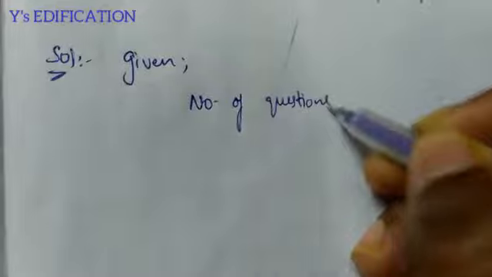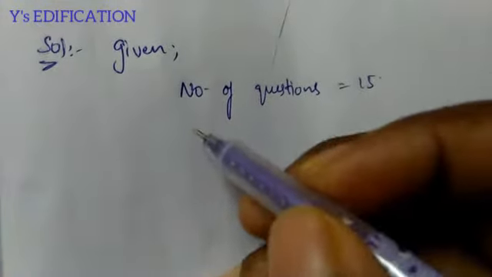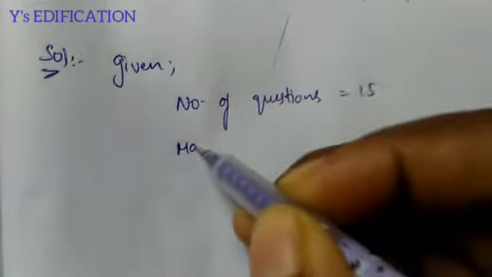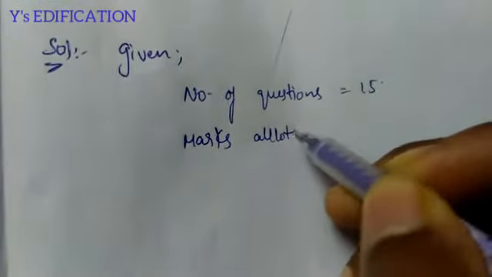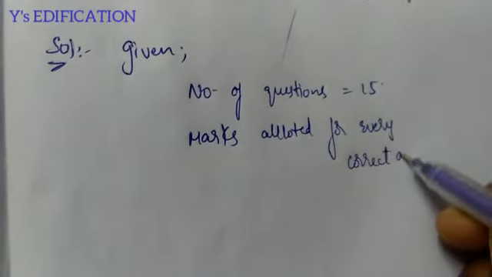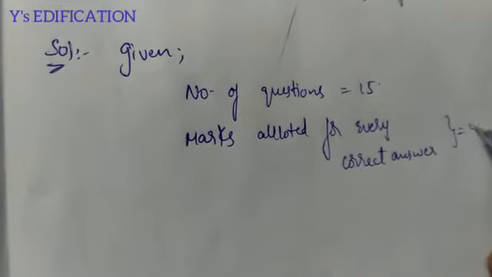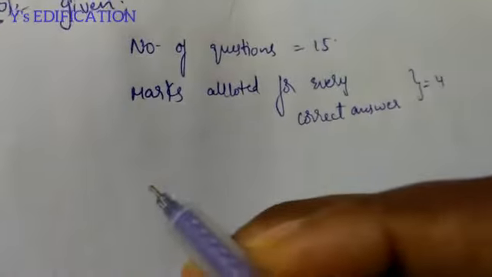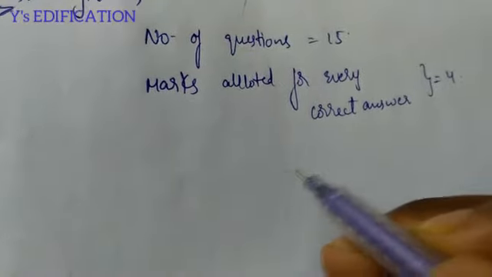What is given in the first question? First of all, we'll know what is there in the question by writing the given data. In a class test containing 15 questions, the number of questions is 15. 4 marks are given for every correct answer, that means marks allotted for every correct answer is 4. Next one, minus 2 marks for every incorrect answer.